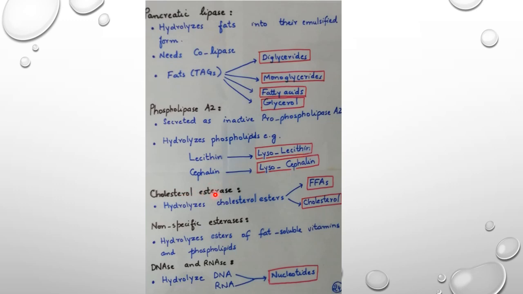Now cholesterol esterase, which is the enzyme that hydrolyzes cholesterol esters into free fatty acids and cholesterol, is also found in pancreatic juice. This digestive juice also contains some non-specific esterases that can act on fat-soluble vitamins and some phospholipids and hydrolyze them. Even DNases and RNases are also found in pancreatic juice that can hydrolyze DNA and RNA into their respective nucleotides.